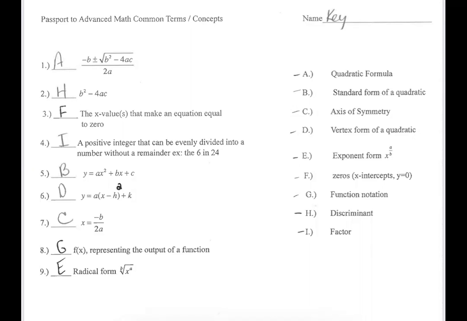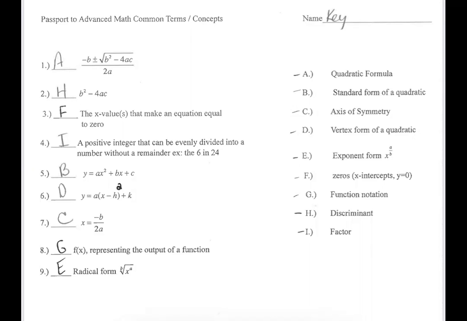For number 7, we have c, which is the axis of symmetry. X equals negative b over 2a. The axis of symmetry is the vertical line, which is why it's represented with x equals. That basically cuts your parabola in half. So the graph of your quadratic, the parabola, that can be split in 2 parts evenly, is the axis of symmetry. And for number 8, we have g, function notation.